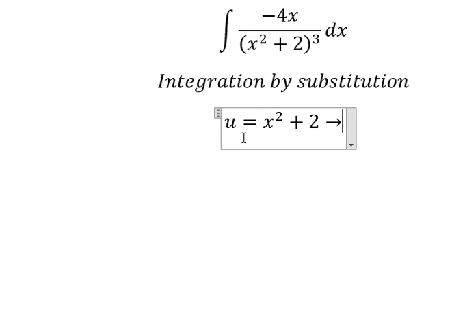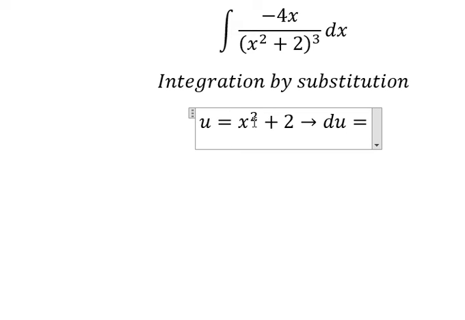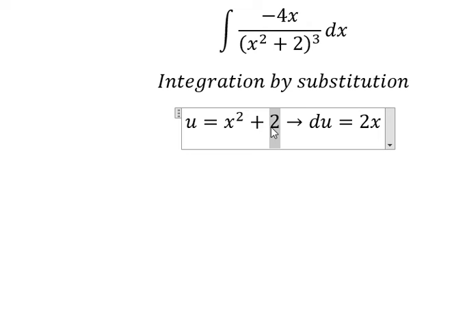Later, we take the first derivative of both sides. This one you get 2x. The first derivative of number 2, this is a constant, so you get 0. And we have the x.